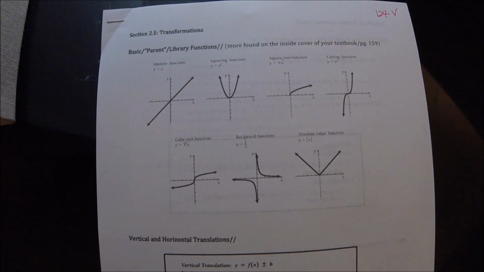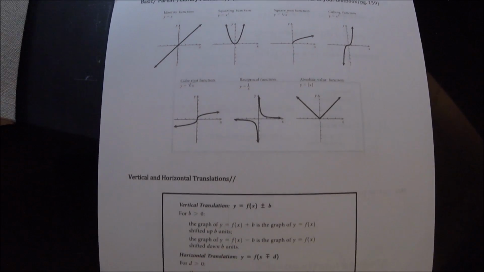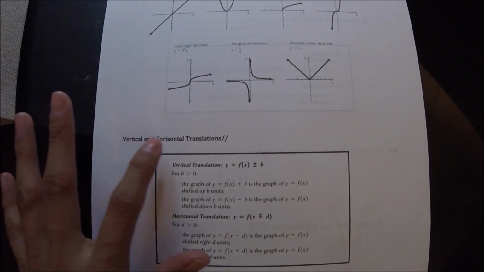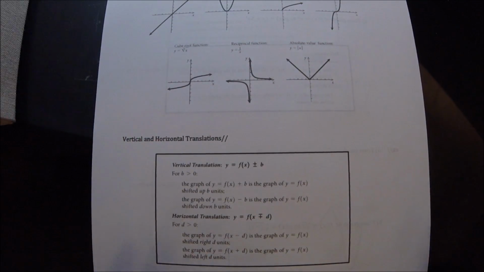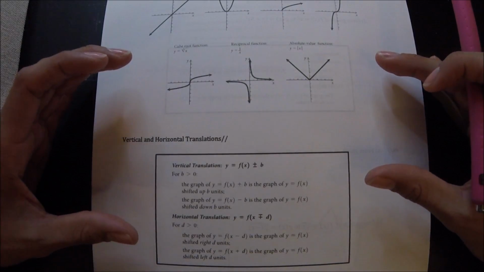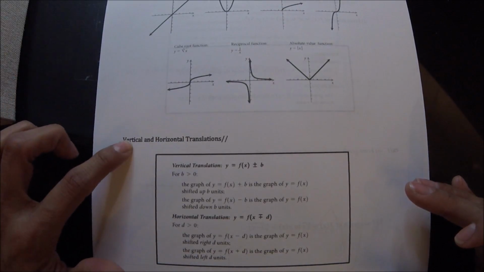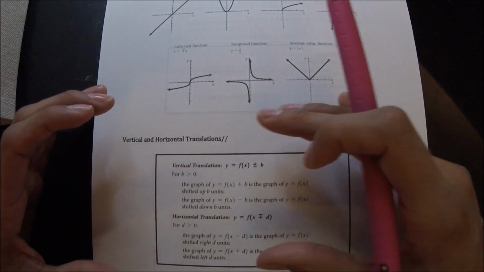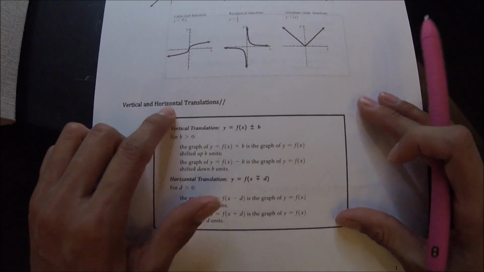and those are all the transformations that we're going to talk about today, and we're going to talk about them one at a time, and then at the end of the notes we're going to talk about doing multiple transformations at the same time. So we're going to start off with the vertical and horizontal translations. So these ones are purely moving a graph up or down vertically, or right or left horizontally.